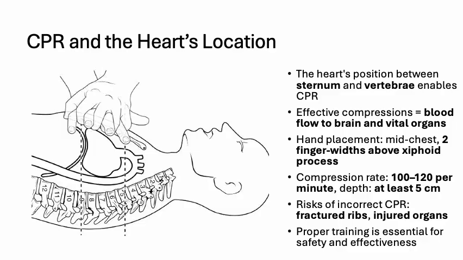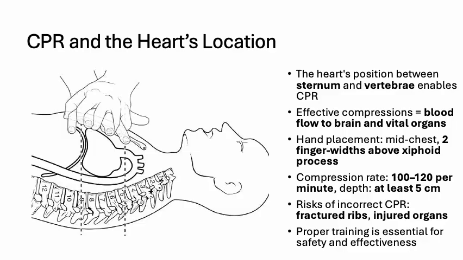The heel of one hand should be placed on the middle of the chest, just above the xiphoid process of the sternum, specifically about 2 finger widths above it. Compression should be performed at a rate of 100 to 120 per minute. Ironically, the beat of the Bee Gees song Staying Alive is a perfect reference, and the depth is about 5 centimeters in adults. Now, while CPR can save lives, it is not without risk.